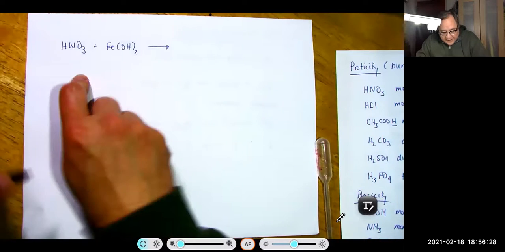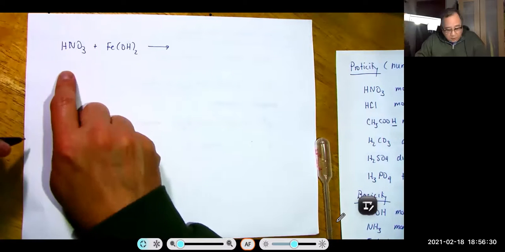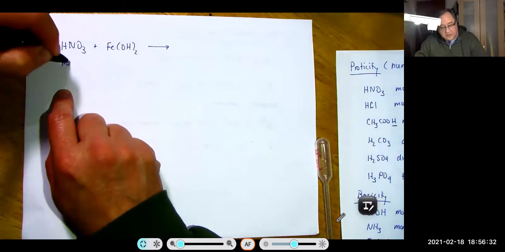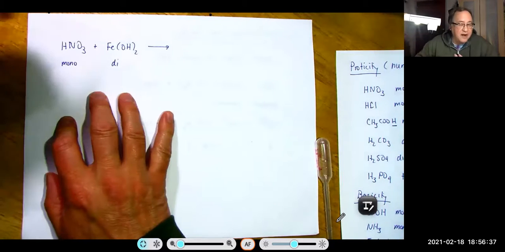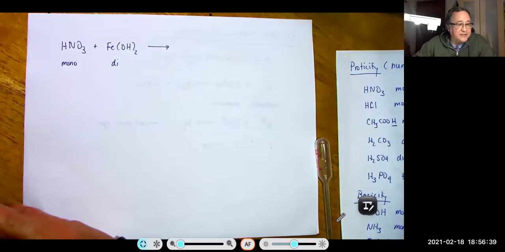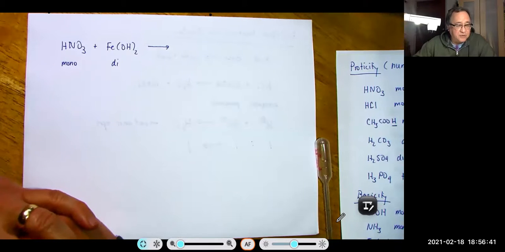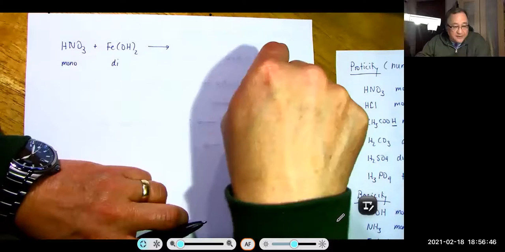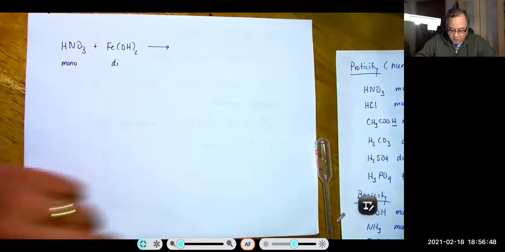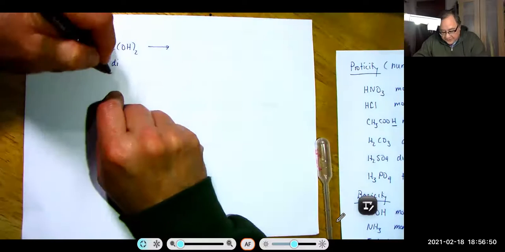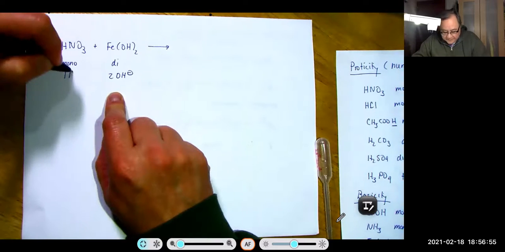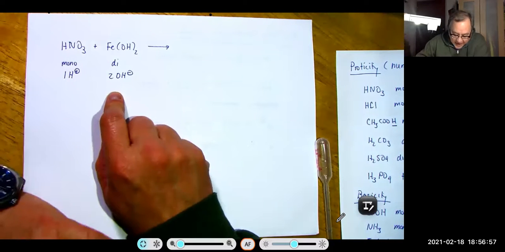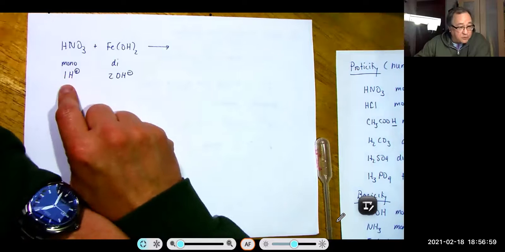Now, can we see that this is monoprotic? And this is dibasic. So we don't have the right ratio for an acid-base reaction. We want 1 to 1 to 1, or 2 to 2 to 2, or 3 to 3 to 3. So we have two hydroxides here, and we only have one proton. It's easier to add another proton so that we have two protons.